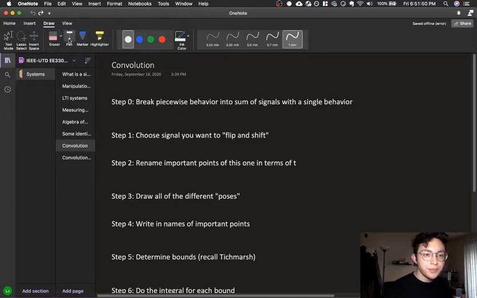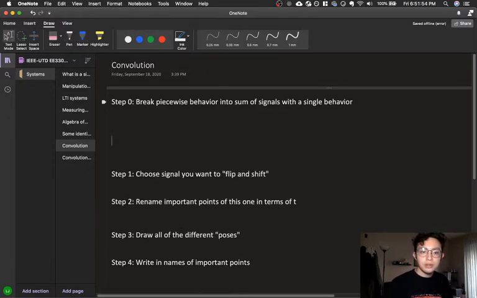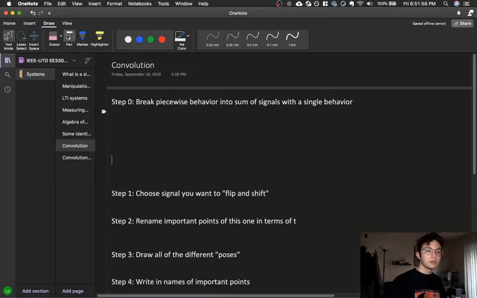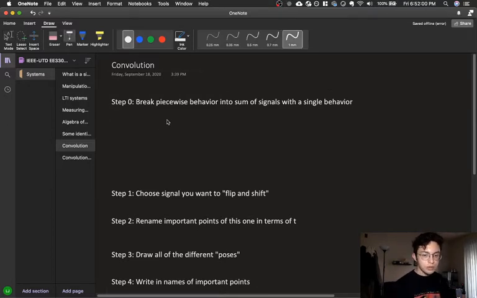Let's see, I'm going to make this bigger. Right, so let's say we had an input signal x of t, which is a piecewise function, which has behaviors like, say, 1, 3, 5, 0.